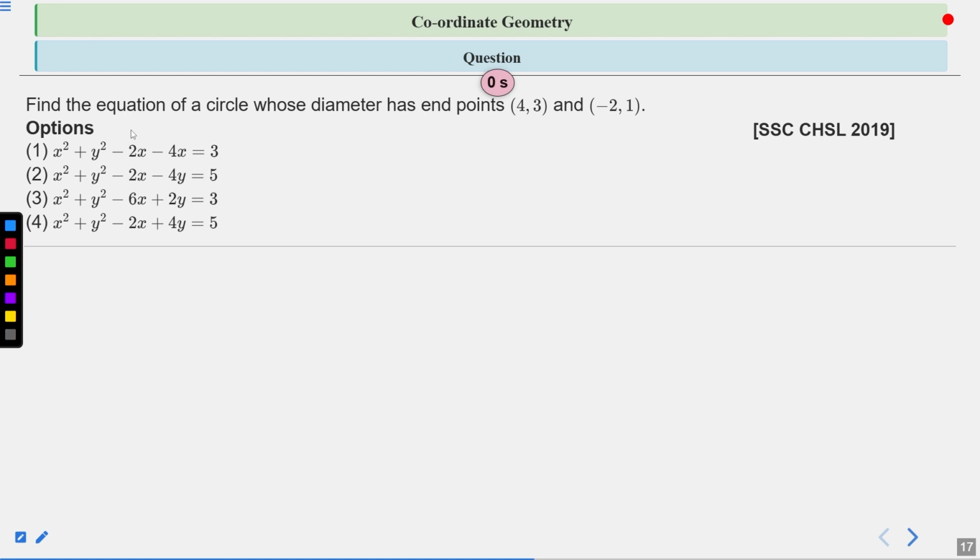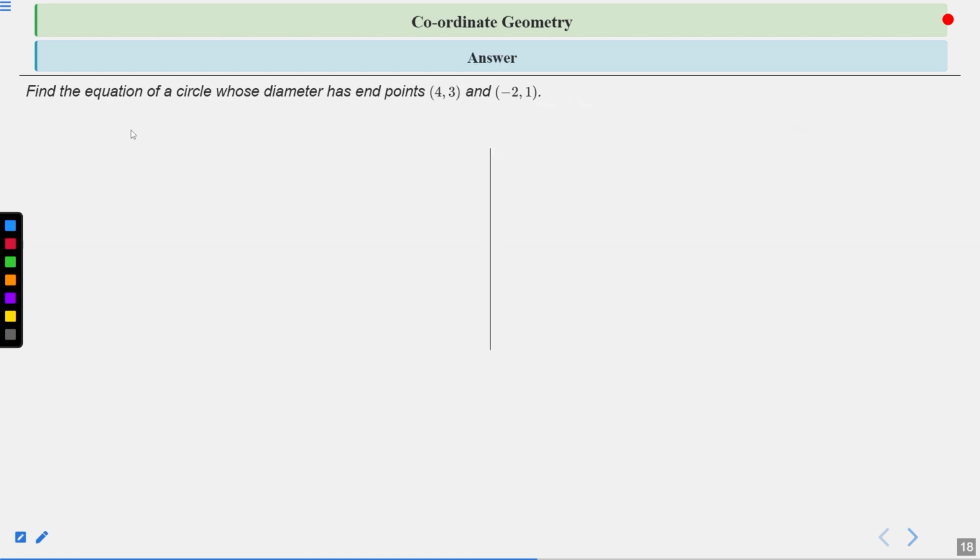Now time's up. Let's see the solution of this question. We need to find the equation of the circle whose diameter has endpoints 4, 3 and minus 2, 1. The coordinates are given. So the correct answer of this question is the second one, which is x square plus y square minus 2x minus 4y equals 5. Now see the detailed solution using concept 17.19 in this question.